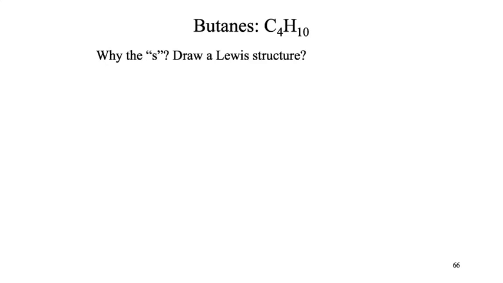Why is this all super exciting and fun? We're now done with chapter 1, 2, 3, and at least one of our nomenclature chapters. This is now chapter 4. Yay, butanes. C4H10. Why would we call it butanes?